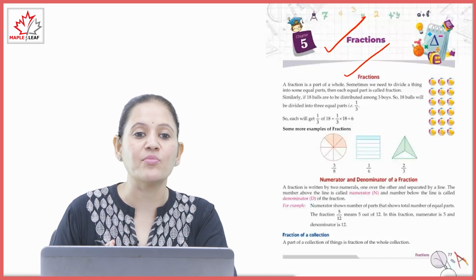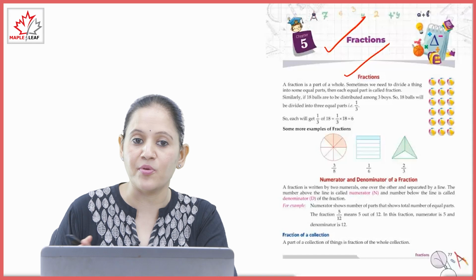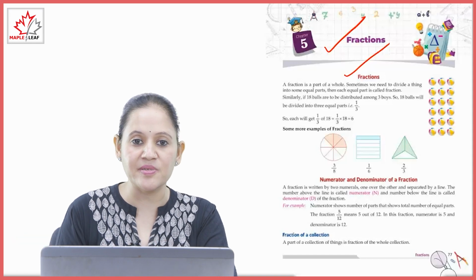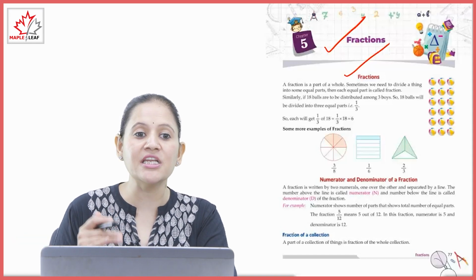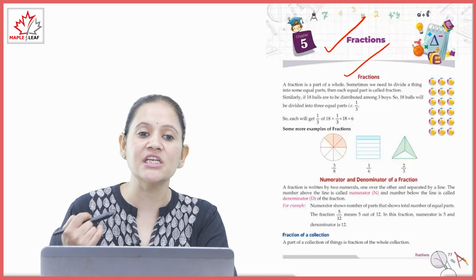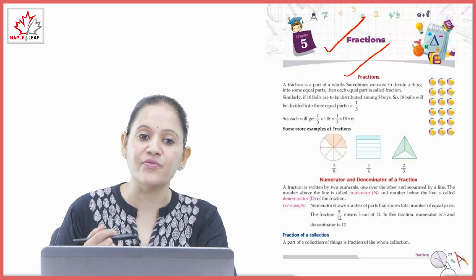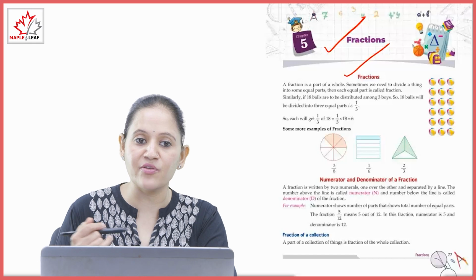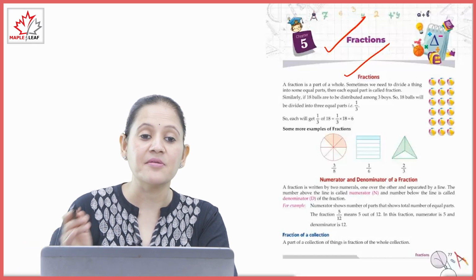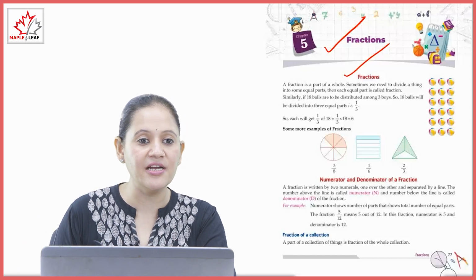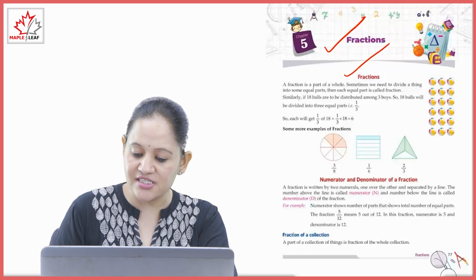Similarly, if 18 balls are to be distributed among 3 boys, 18 balls को 3 boys में distribute करना है equally. So 18 balls will be divided into 3 equal parts, 1 by 3. So each will get 1/3 of 18. So that means equals to 1/3 of 18, that is equals to 6. Means each will get 6 balls. Clear? Some more examples of the fractions.